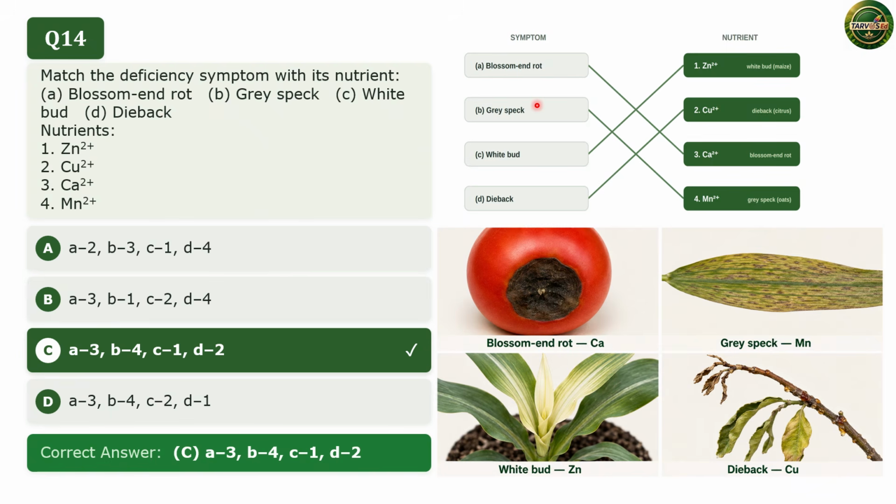And the gray speck is caused by manganese deficiency. And the white bud is caused by zinc deficiency, and dieback is caused by copper deficiency.